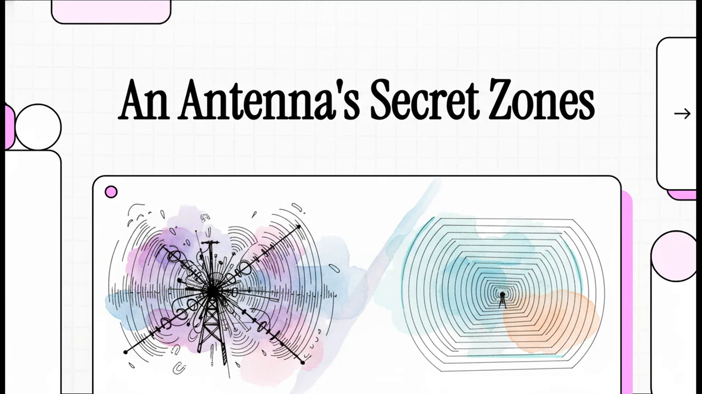Let's talk about antennas. Every single one of them has two completely different personalities. There's how it behaves when you're right up close, and then there's how it behaves from a distance. In this explainer, we're going to dive into these two secret zones, the near field and the far field, to really get a grip on the physics behind them and, more importantly, what it means for you out in the field.